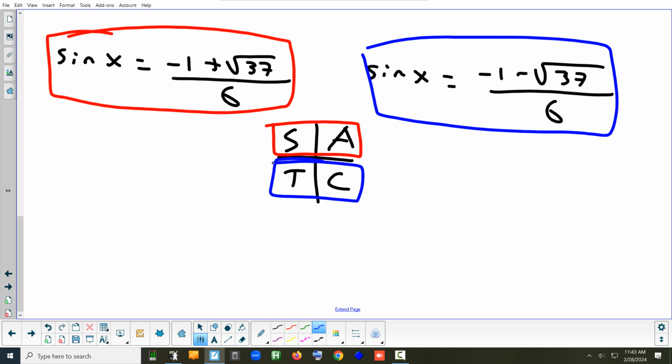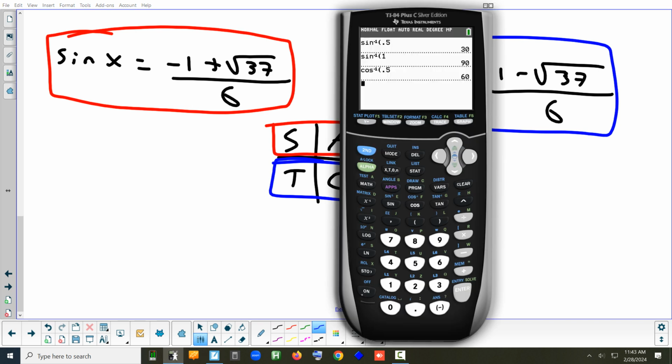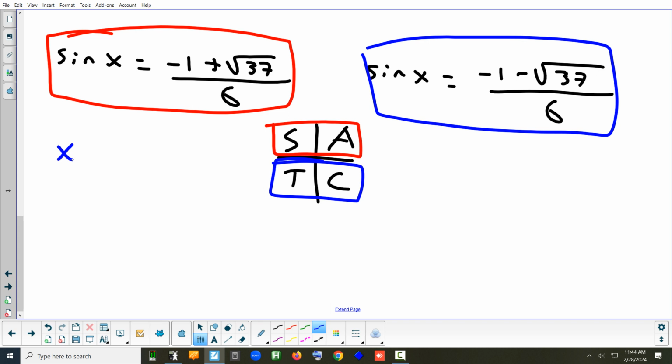Okay? So let's start with the top one and just see what we get. So let's take the inverse sine of, I'm going to do it like this, -1 plus the square root of 37, and then divided by 6. I think that should be okay. Yeah, it should be okay. Okay, we'll call it 57.9. There's your quadrant 1 answer.